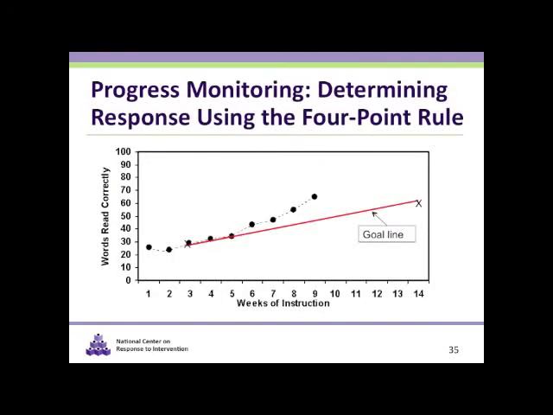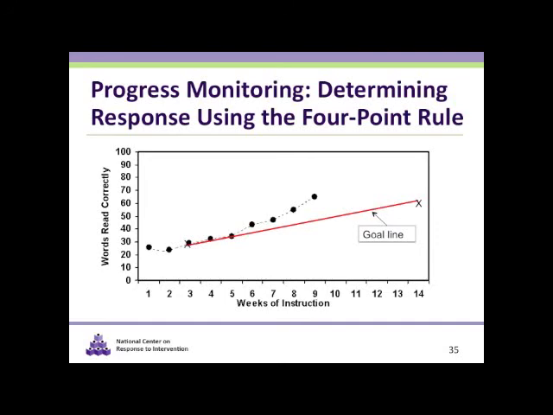The 4-point rule states the decision is made on the last 4 data points. The 4-point rule can be used if 3 weeks of instruction have occurred and at least 6 points have been collected, by examining the 4 most recent data points. The following decisions can be made.